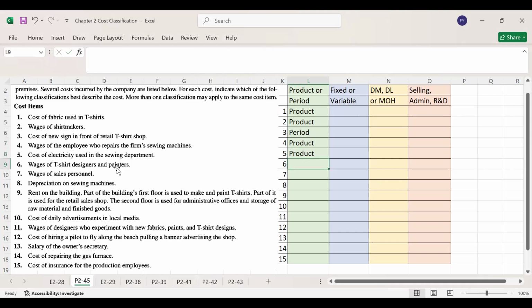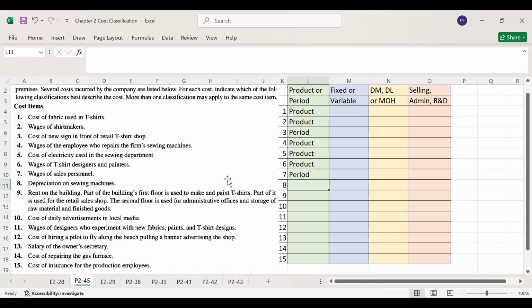Then wages of t-shirt designers and painters. Obviously they are directly associated with designing of products, so this is a product cost. Wages of sales personnel. Sales personnel are not directly associated with the production of a t-shirt, but they are associated with selling the product. Selling, marketing, and admin expenses are part of period cost. So this is period cost.